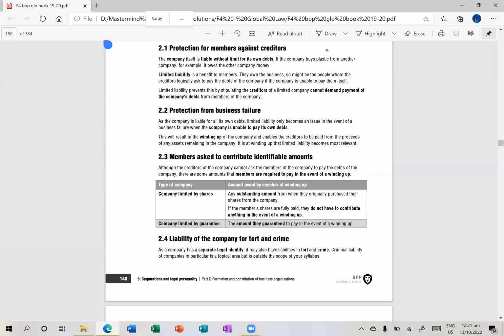Okay. Liability of the company for tort and crime. As a company as a separate legal entity, it may also have liabilities in tort and crime. Criminal liability of companies in particular is a topical area but is outside the scope of your syllabus. But let me give you an example that in this scenario, if there's a crime or a tort case, then the company will be called into the court, or it will be the company against whom the action will be taken. So the owners might be at risk, but their wealth will not be at risk. Okay.